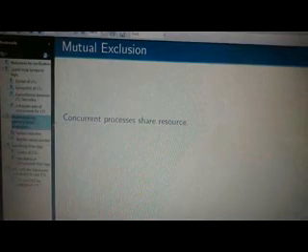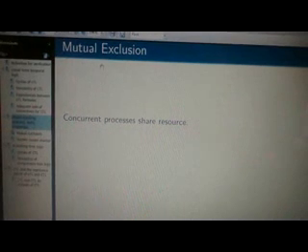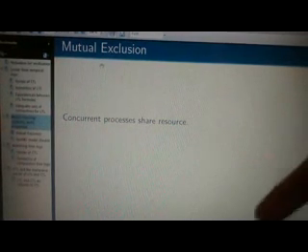So, my first topic is mutual exclusion. In this topic, I will explain the function of mutual exclusion. When concurrent processes share a resource such as a file on a disk or a database entry, it may be necessary to ensure that they do not have access to it at the same time. Several processes simultaneously editing the same file would not be desirable.